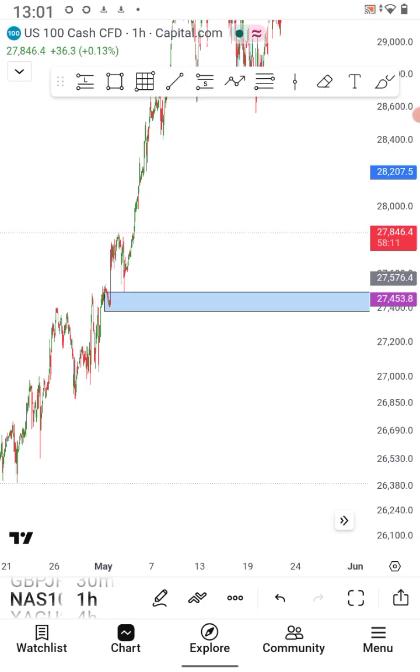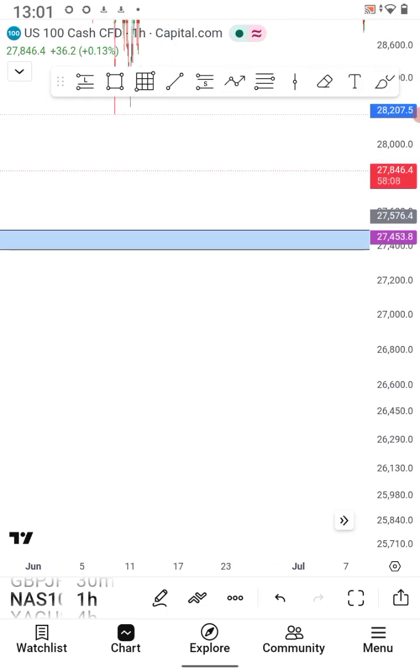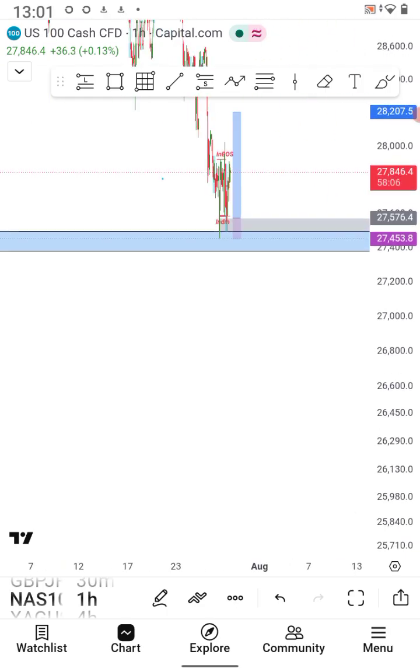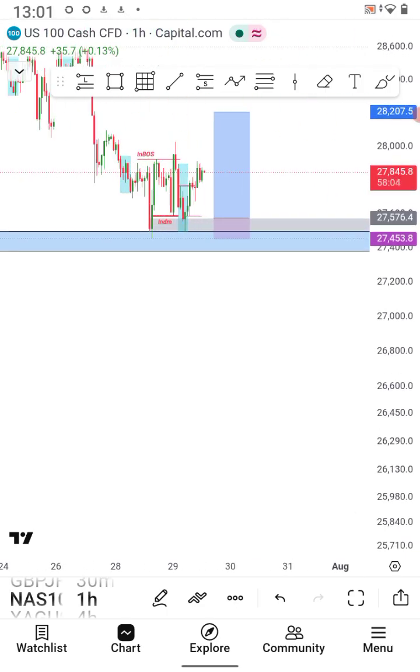Market has tapped that, it is pushing back up. It's pushing back up. Okay. So let's just see how it plays out.